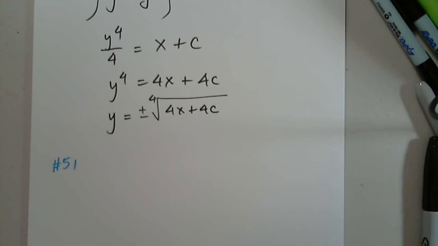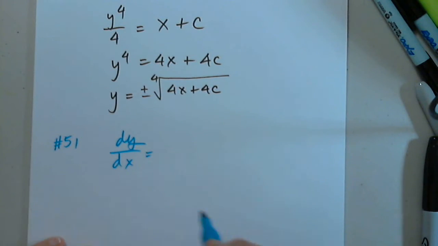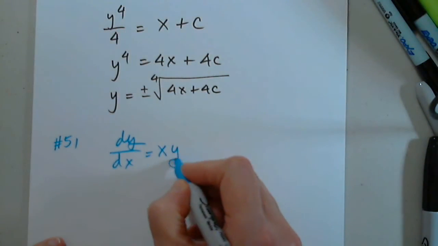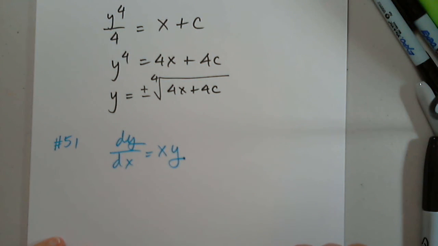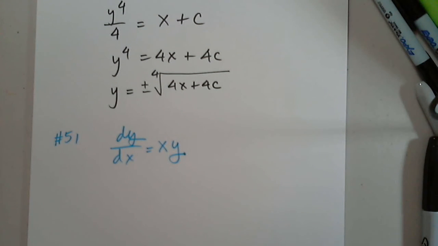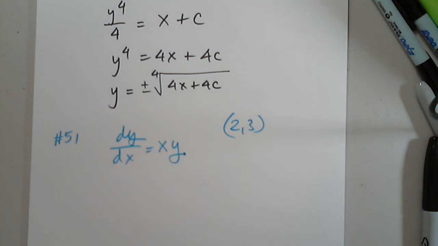The rate of change of y with respect to x, dy over dx, is directly proportional to the product of x and y. I should write k, but we are told that k is 1. The correct form will be kxy, but k is 1. And they're telling us that the point is 2, 3, when x is 2, y is 3. Directly proportional to the product of x and y. Good.